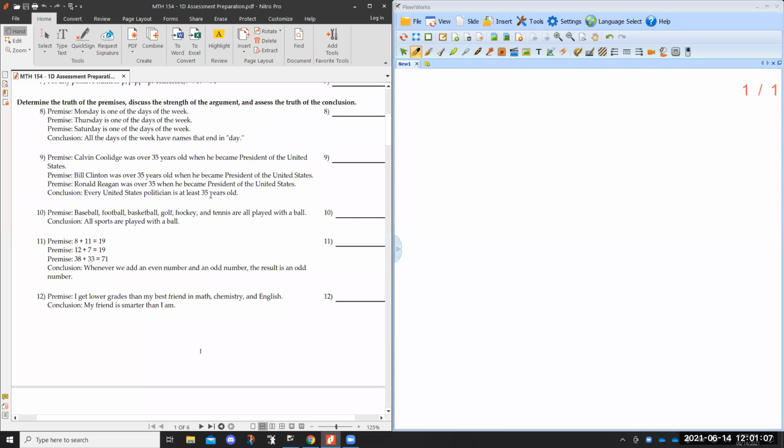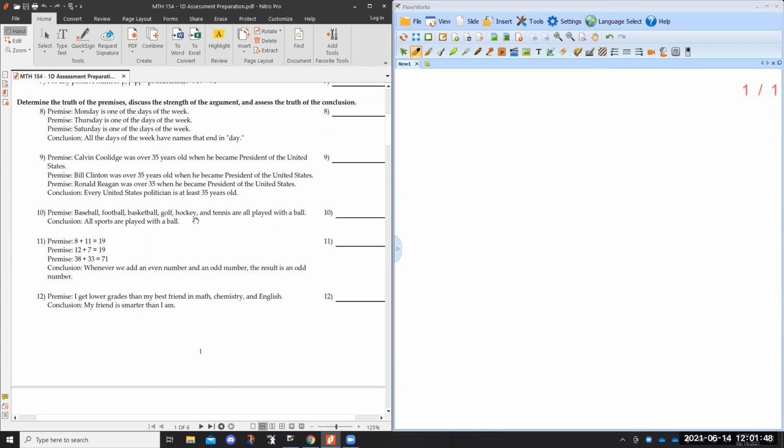Baseball, football, basketball, golf, hockey and tennis are all played with a ball. Conclusion: all sports are played with a ball. True premise? No. False premise: hockey is not played with a ball, it's played with a puck. All sports are played with a ball, not true. We just said that hockey breaks that rule, right? So both the premise and the conclusion are false there. The strength of the argument is very weak.